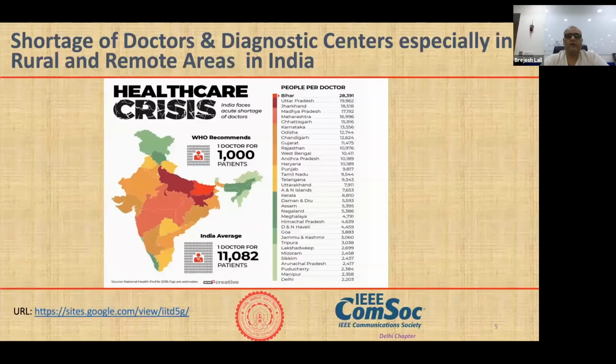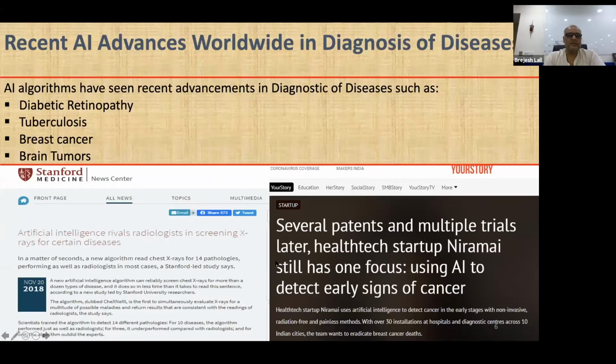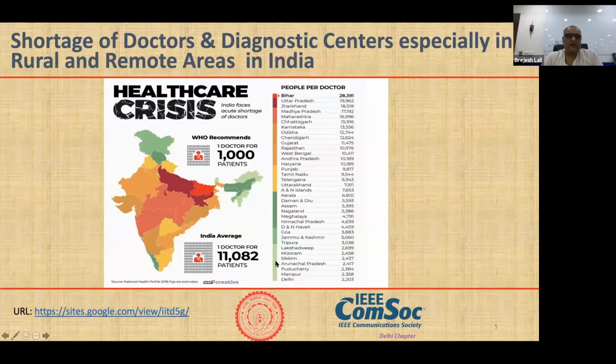So with this background, let us look at a few numbers. And these are some of the numbers that give you the level of problem that we are facing here. WHO recommends that there should be one doctor for 1,000 patients. The Indian average is 10 times worse, one doctor for 11,000 patients. But look at the numbers for states like Bihar. You have one doctor for 28,000 people, and this is as of 2018.